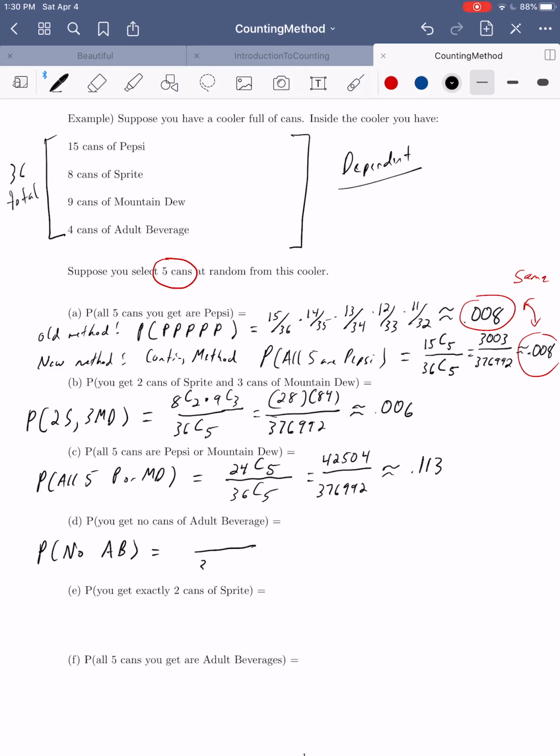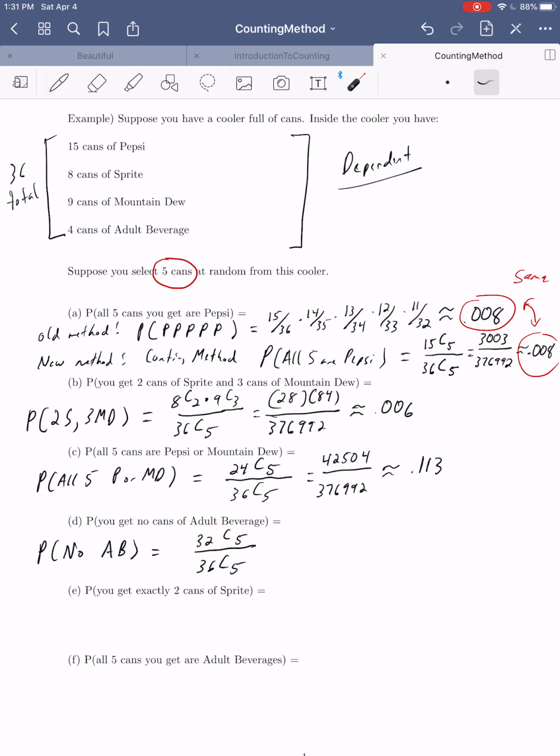Denominator should be nice and easy, still 36C5 because we're still choosing 5 cans from 36. But now we need to avoid the adult beverages. So we do not want to select these 4. That means we can select from this group. That's 15, 23, 32. So we have 32 cans to select from, avoiding those adult beverages. So 32C5. Why C5? Well, we're still choosing 5 cans. We're just choosing them from the ones that are not adult beverages.